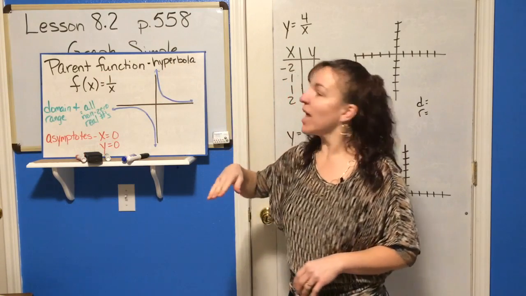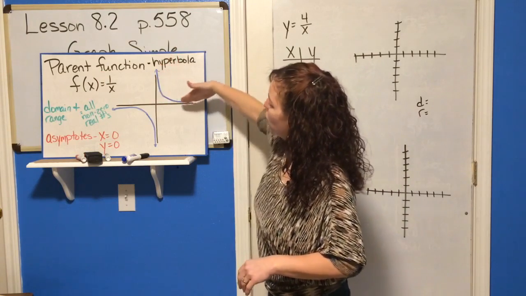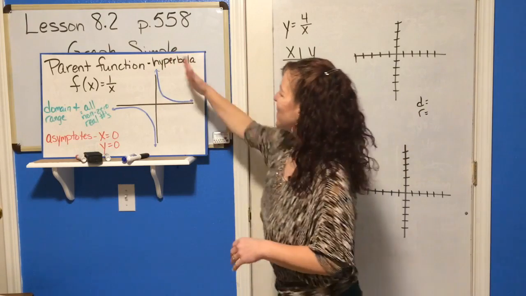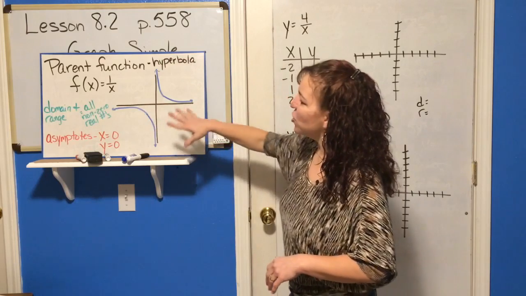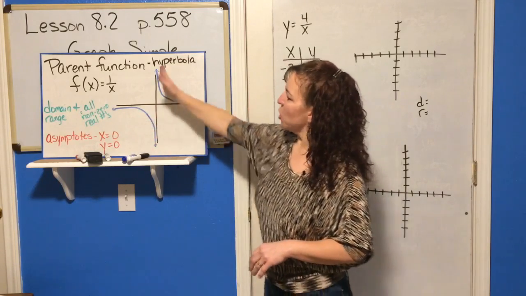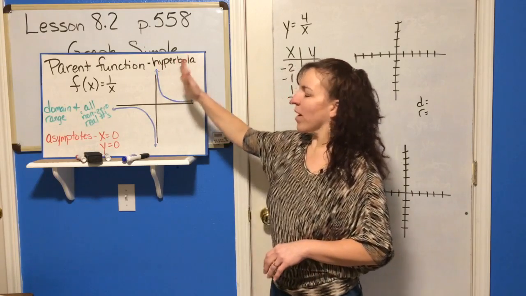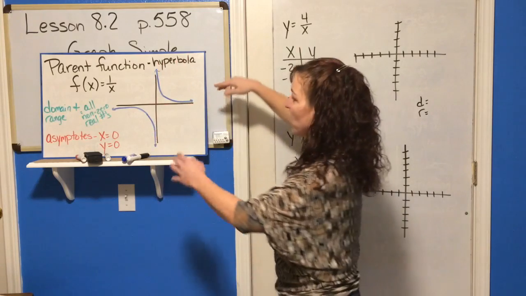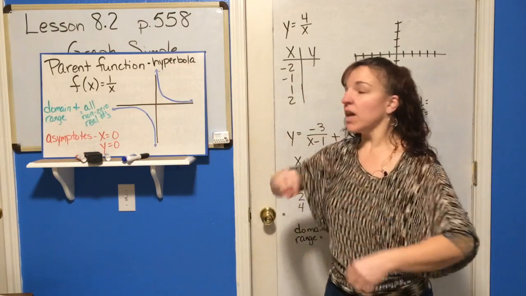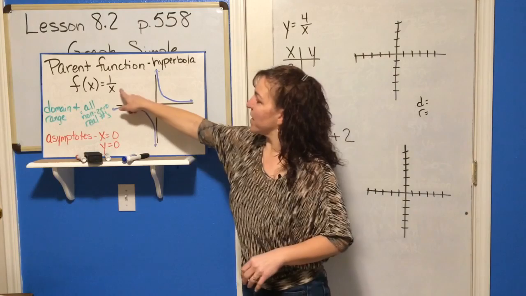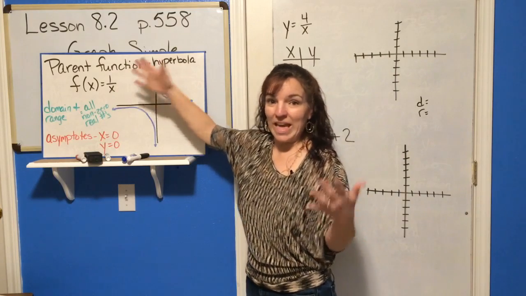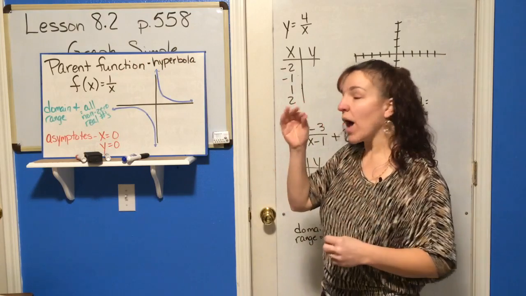what's called a hyperbola. It's two swoopies. So one's going up and one's going down. The domain is all non-zero real numbers. The asymptotes are x equals 0 and y equals 0. So we're going to go right up to the x and the y axis, but we're not going to cross them. That's because if x is 0, then that's an undefined amount.